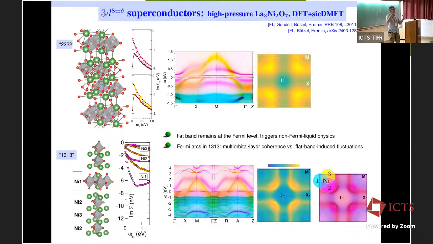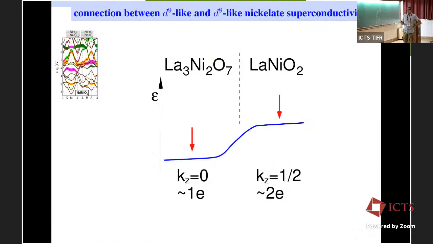So it's a multi-orbital feature that here gives rise to this Fermi arc-like scenario. But still, it's maybe interesting that you can connect then to cuprates at this level. So how can we now, this is the very last slide, connect these two different systems, the 3D 9-ish system and the 3D 8-ish system?